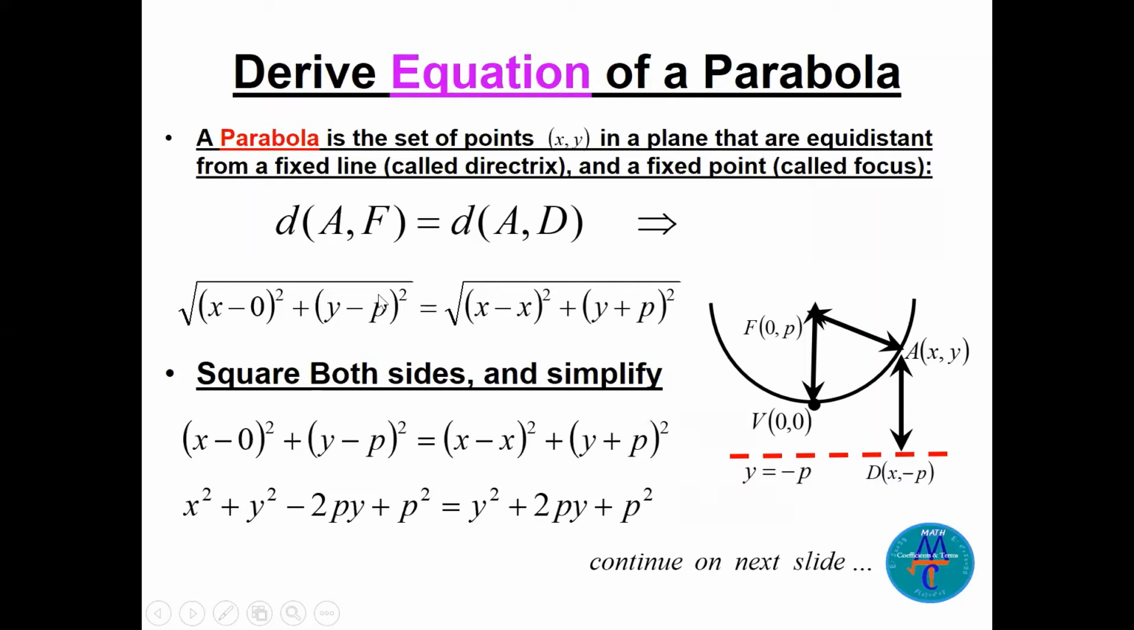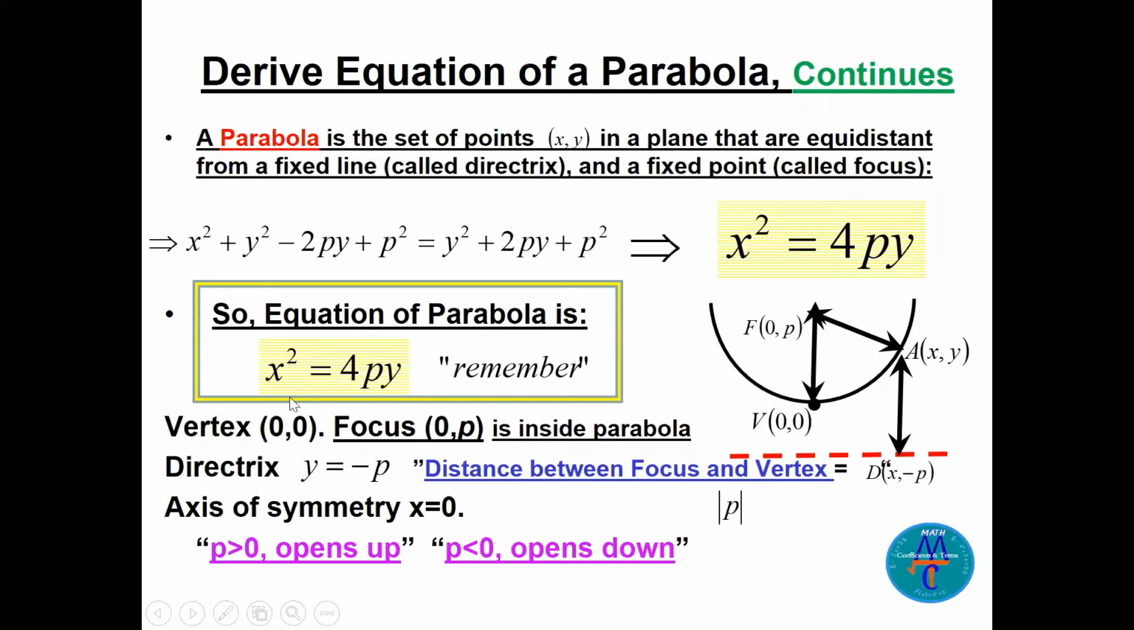Just apply the distance formula, x2 minus x1 squared plus y2 minus y1 squared, and then square both sides and simplify. See, try to do it by yourself, please. I wrote here everything you need until we cancel everything. We will get x squared is equal to 4py. So the equation for the parabola that opens upward or downward will be x squared equals 4py. This is the same equation here.